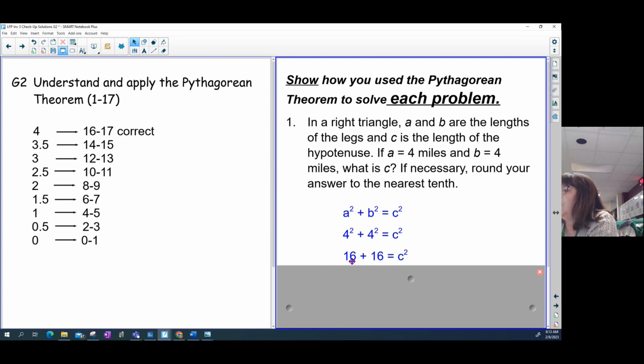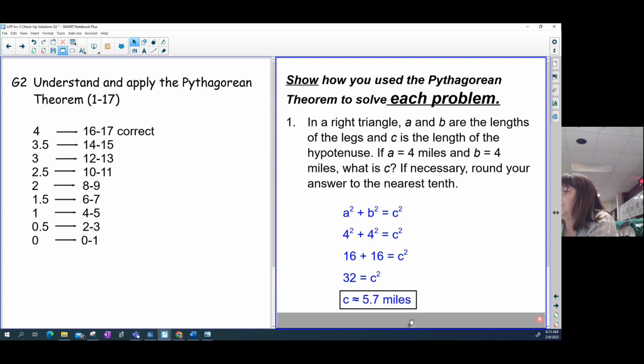When I solve those, I get 16 plus 16 is C squared. So 32 is C squared, but remember, we're looking for C, not C squared. So you've got to take the square root of both sides, and the square root of C squared is C, and then that's approximately 5.7 miles. Square root of 32 is approximately 5.7.